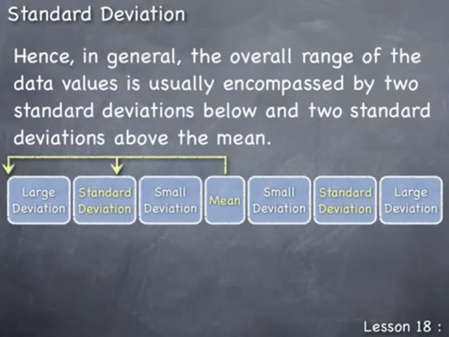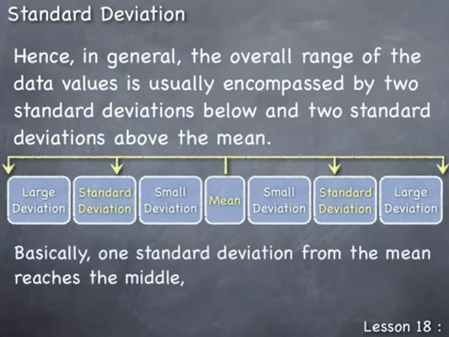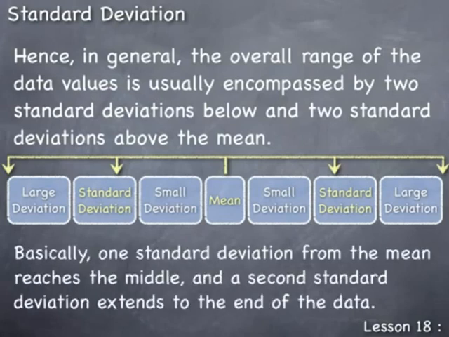If you go 1 standard deviation above the mean, you get to the middle of the above mean values, and a second standard deviation above the mean gets you to the end of the above average data values. Basically, 1 standard deviation from the mean in either direction reaches the middle, and a second standard deviation extends all the way to the end of the data.